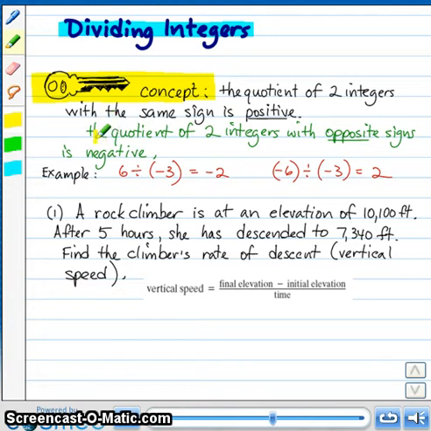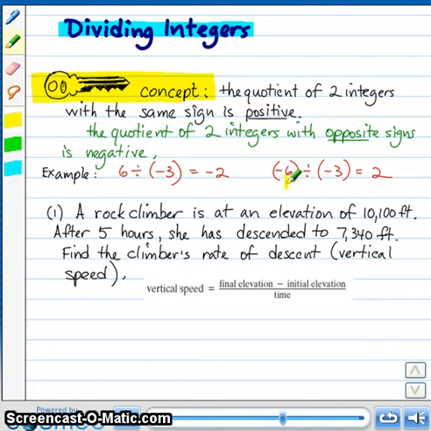On the other hand, the quotient of two integers with opposite signs is negative, and it doesn't matter which of the numbers has a negative sign. It could be the divisor or the dividend. If either one of them is negative and the other one is positive, then the quotient is negative. For example, 6 divided by negative 3, a positive number divided by a negative number, the quotient is negative.